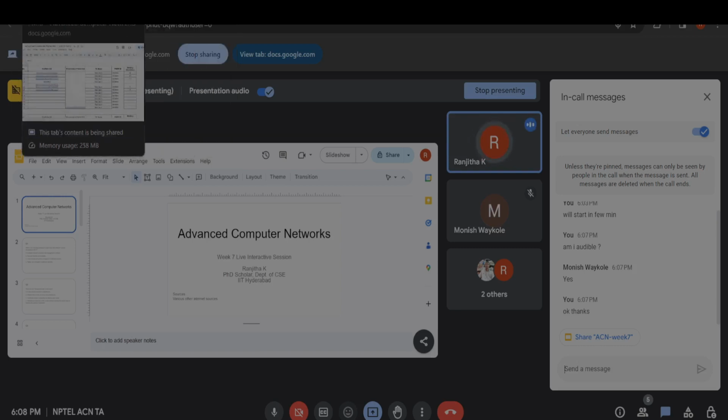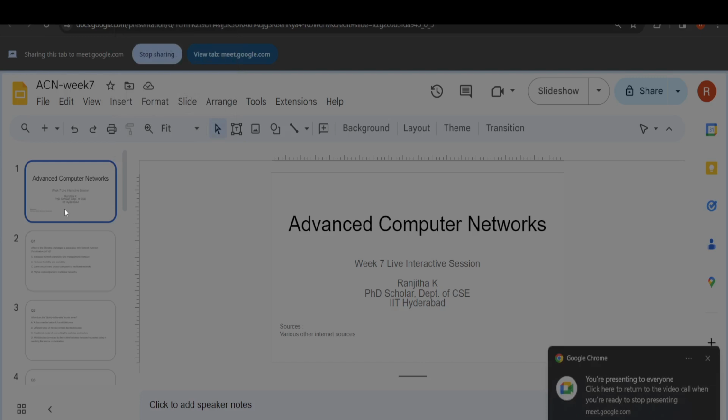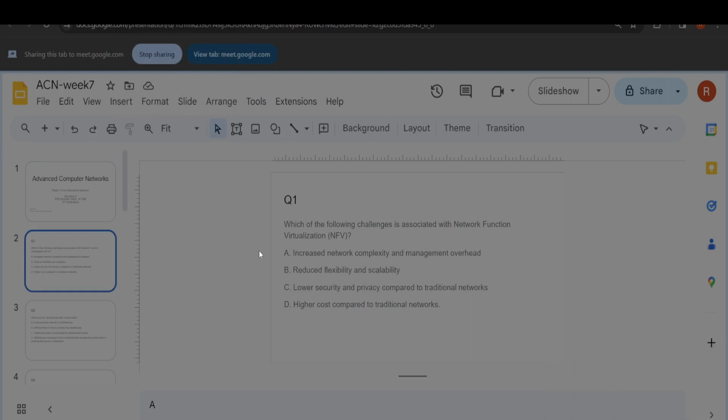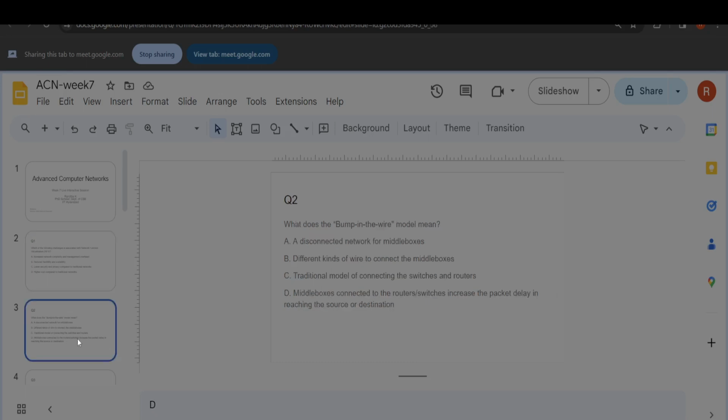Before that, we'll look at the previous year's questions. Majorly, all the questions were from the NFV only. We'll come back to these questions once we are done with the discussion. Before that, quickly, which of the following challenges is associated with NFV? Any technology comes with pros and cons, so what are the challenges with NFV?